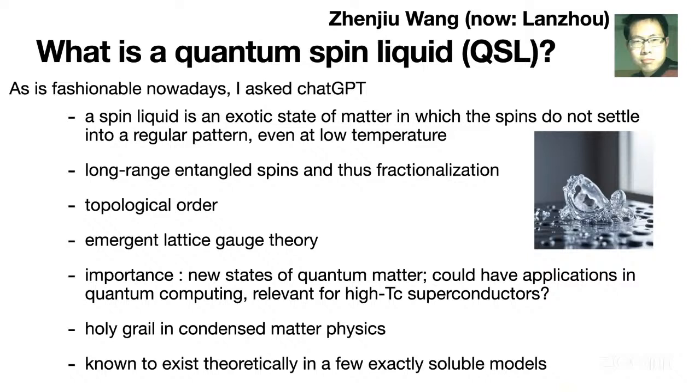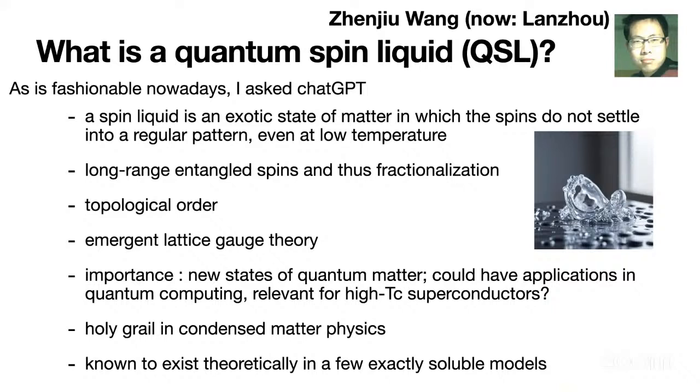This is correct. This would have been the definition 40 years ago. Long-range entangled spins and thus fractionalization. Okay, topological order. Okay, emergent lattice gauge theory. Okay. The importance is new states of quantum matter would have applications in quantum computing and relevant for high TC superconductors. So it knows something about Anderson's RVB. It's kind of a holy grail in condensed matter physics. Yeah? So every year there is a new discovery that is then taken back a year later.